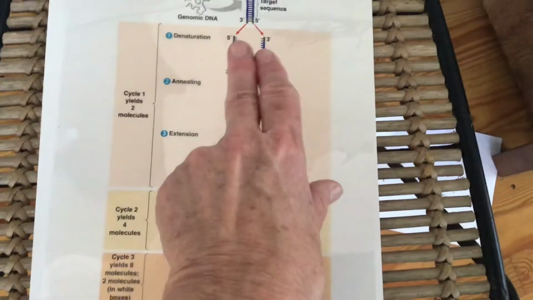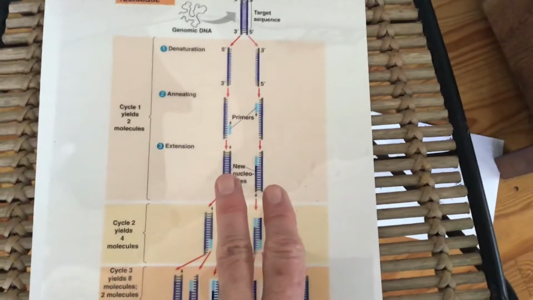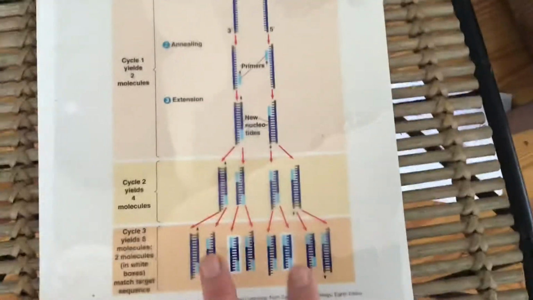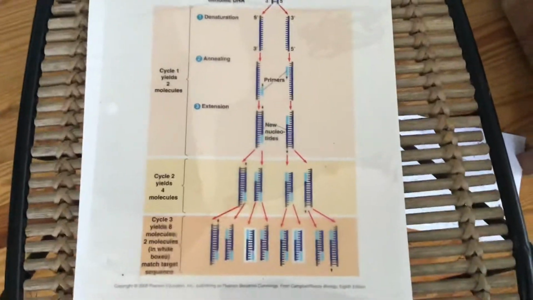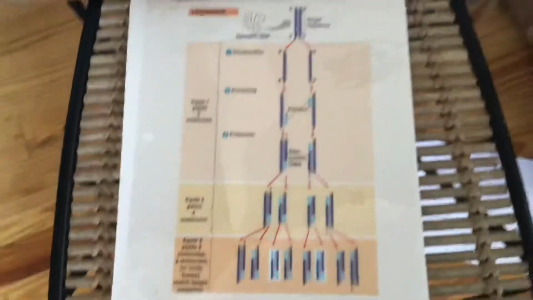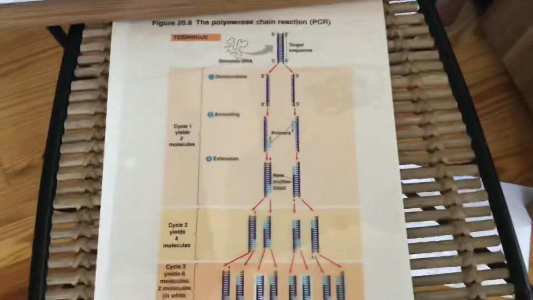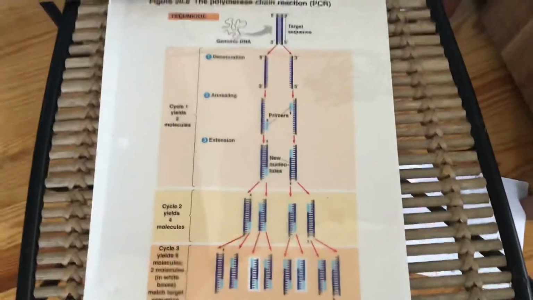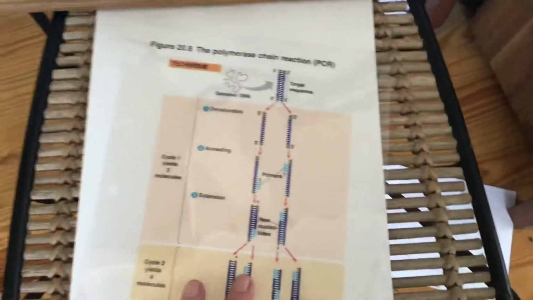So I started with 1. I ended up with 2. Then the next cycle, I end up with 4. Then the next cycle, I end up with 8. So this is a chain reaction that is exponential. And it gives me lots of DNA that I can then run tests on. So I don't have to worry about not having enough sample or something. So that's one method. Another thing to know about is gel electrophoresis.